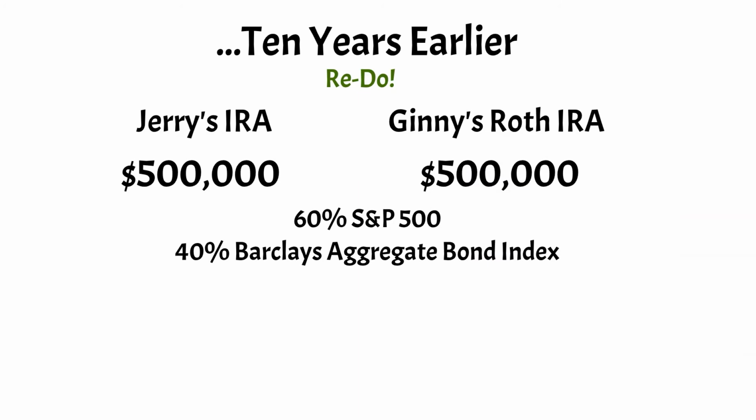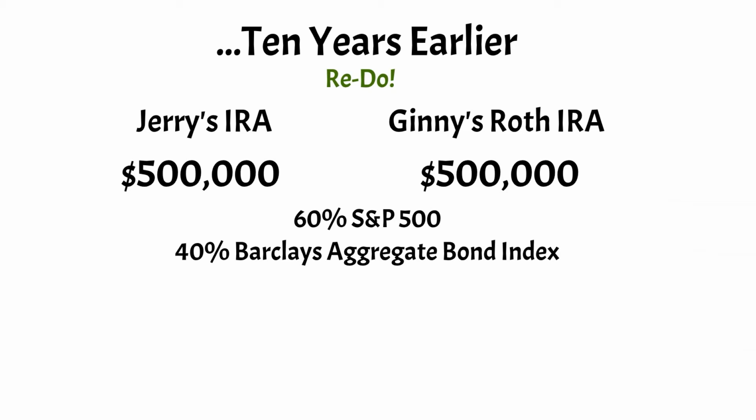Okay, now, let's rewind the clock and pretend that Jerry and Ginny, with the same overall portfolio allocation, shifted the stock allocation to Ginny's Roth and the bond allocation to Jerry's IRA. So in aggregate, again, they still have that 60-40 portfolio allocation, 60% to the S&P 500 and 40% to the Barclays Aggregate Bond Index.